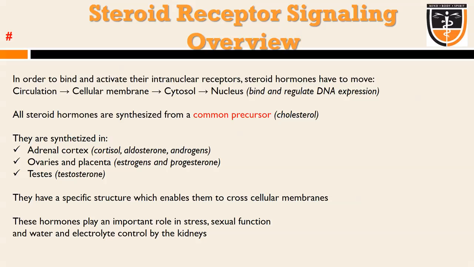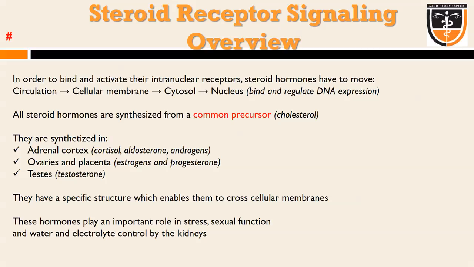They're synthesized in the adrenal cortex, where you're going to produce cortisol. You're going to hear about it. That's the stress hormone. Aldosterone is a hormone that regulates water activity. Again, I'm not going to test you on it. I'm just telling you what they do. And androgens, of course, are the precursors of male reproductive hormones. Then ovaries and placenta will produce estrogens and progesterone, and testes will produce testosterone.